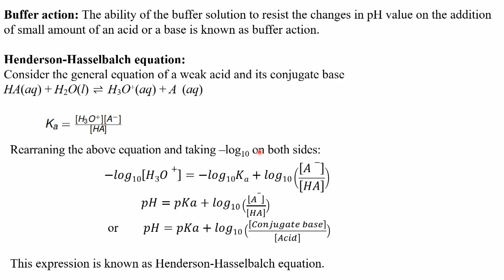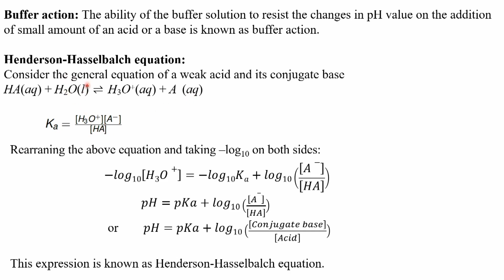Then we discuss the Henderson-Hasselbalch equation. Consider the general equation of a weak acid and its conjugate base. HA is a weak acid. When we add water, we get H3O plus ion and A minus ion here. So the dissociation constant of HA, which we call Ka, is the concentration of H3O plus times the concentration of A minus divided by the concentration of HA.